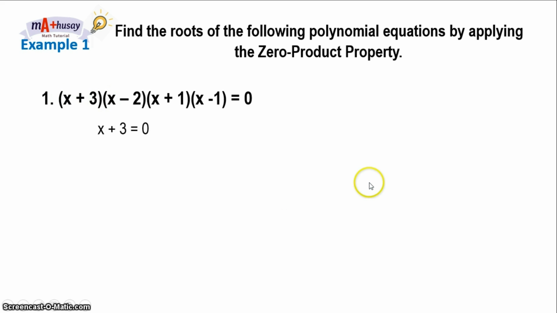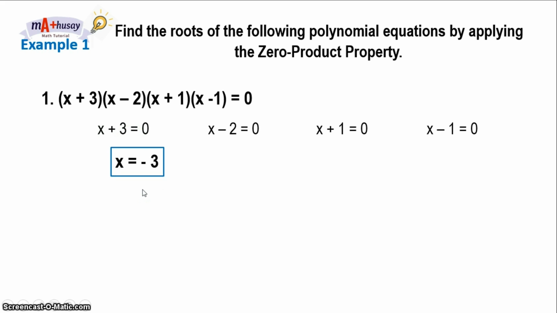So x plus 3 equals 0. Then we have another equation, x minus 2 equals 0. Then we have x plus 1 equals 0. And lastly, x minus 1 equals 0. Now, we will solve for the value of x in each of these equations. So, for x plus 3 equals 0, the value of x is x equals negative 3. So, this is one of the roots of the polynomial equation.